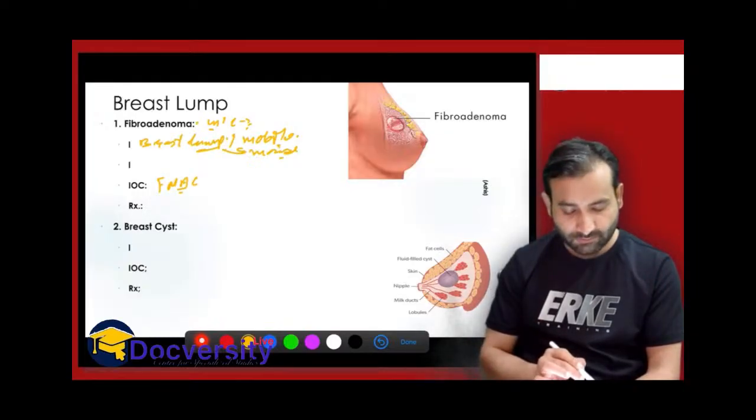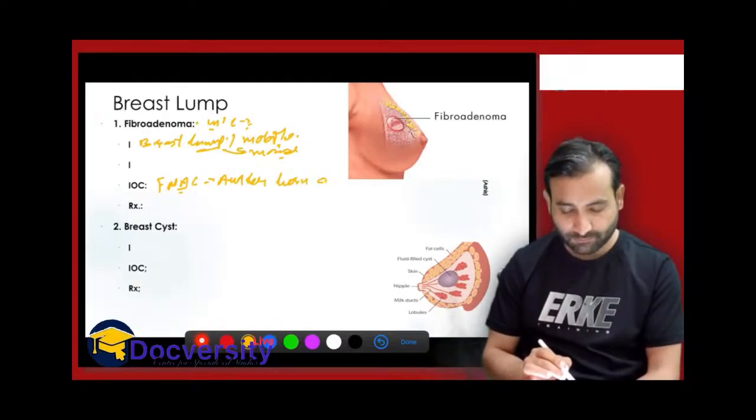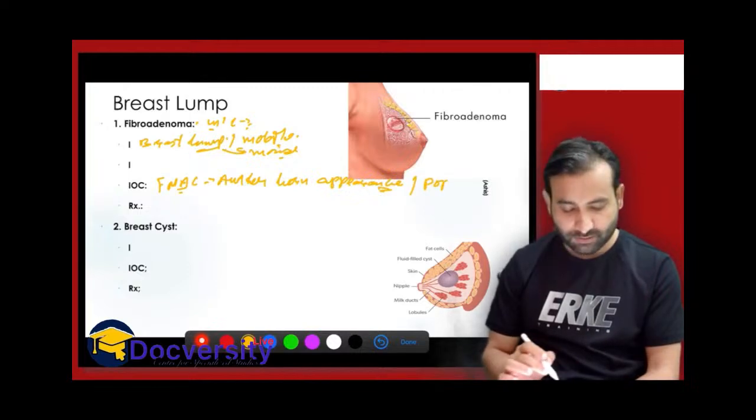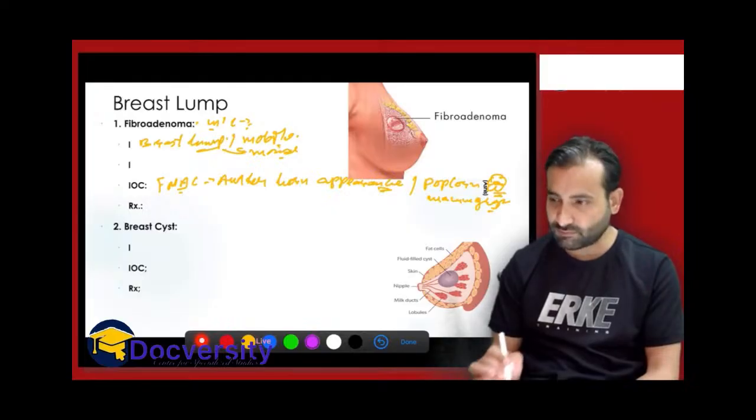Investigation of choice is what? FNAC. You can do the FNAC, and in the FNAC you will see the antler horn appearance. And you may see the popcorn calcification in the mammography. What will you see? Popcorn means it looks like this, right? So you will see something over here. That's the popcorn calcification. This will be seen in the mammography. Hope you understand, right?